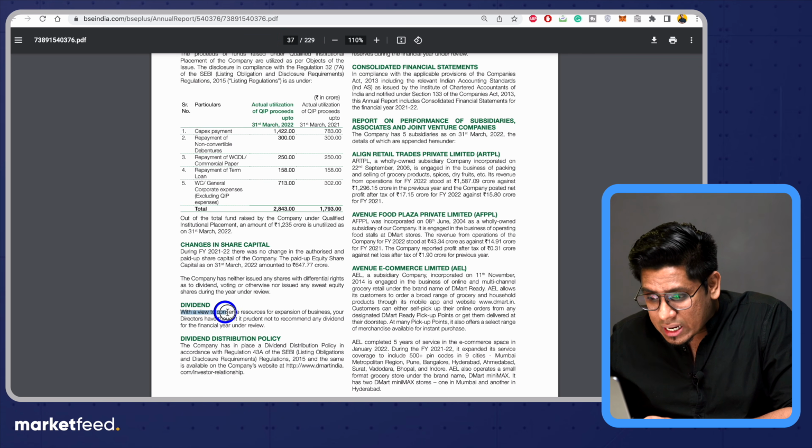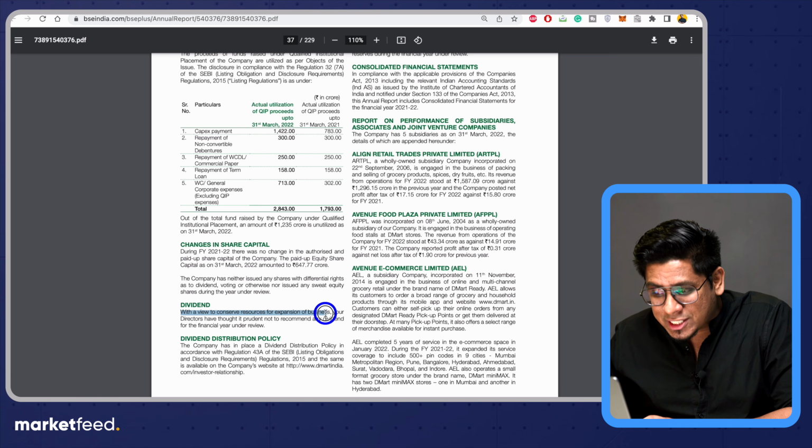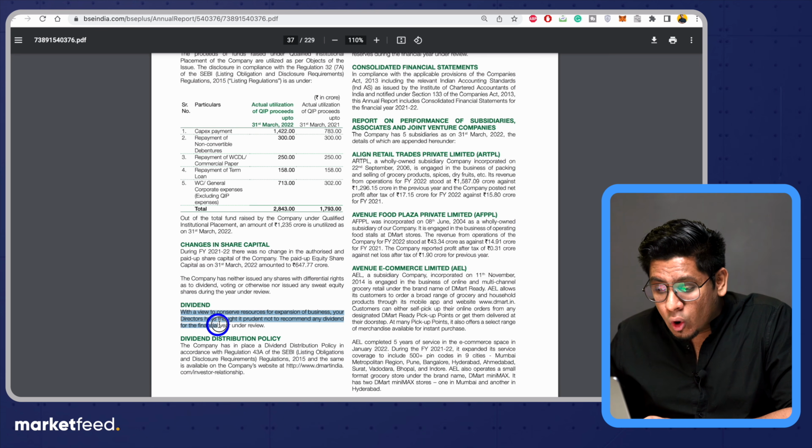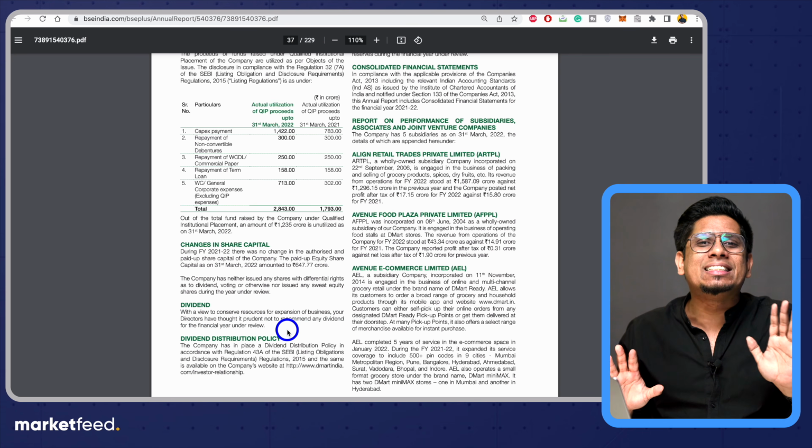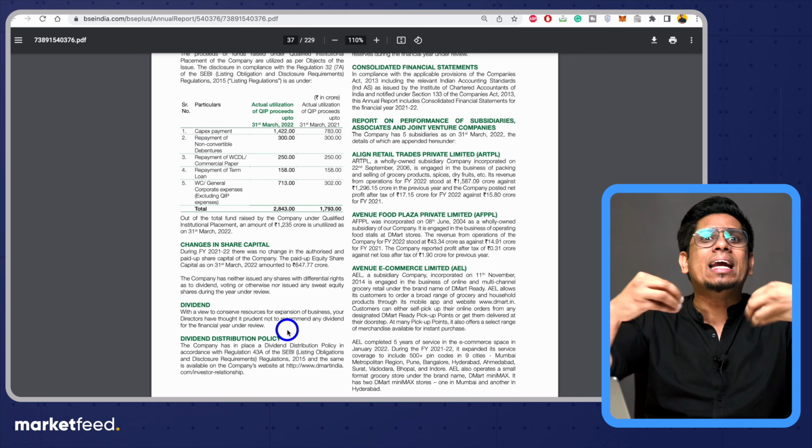With a view to conserve resources for expansion of business, your directors have thought it prudent not to recommend any dividend for the financial year under review. What does it say? Dmart is not paying out any dividend at all.